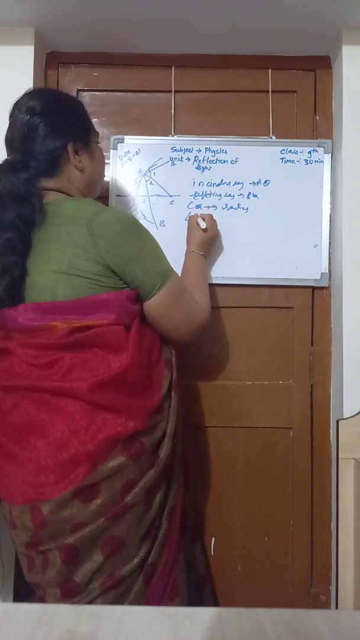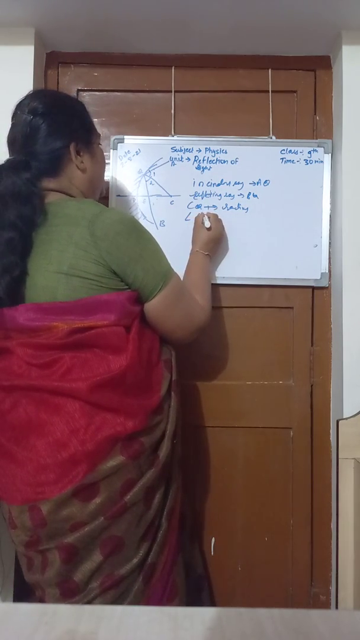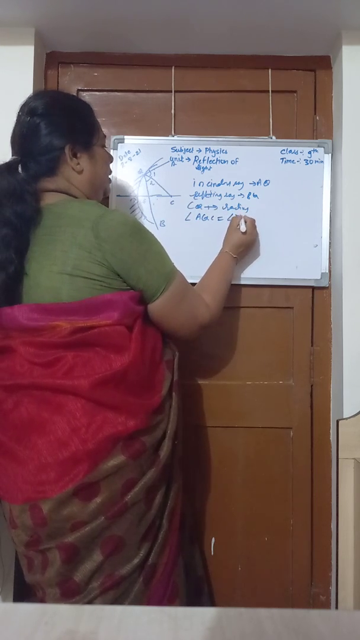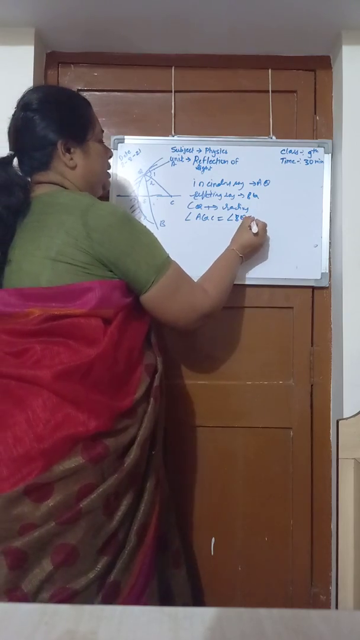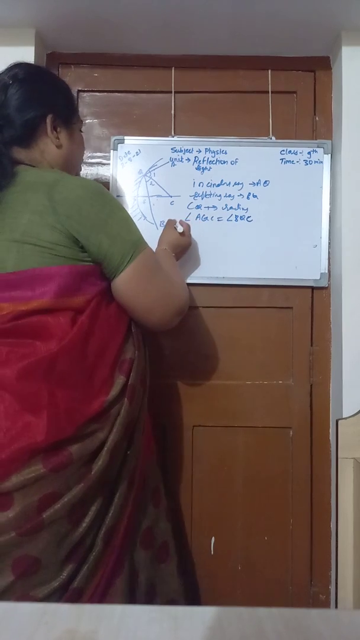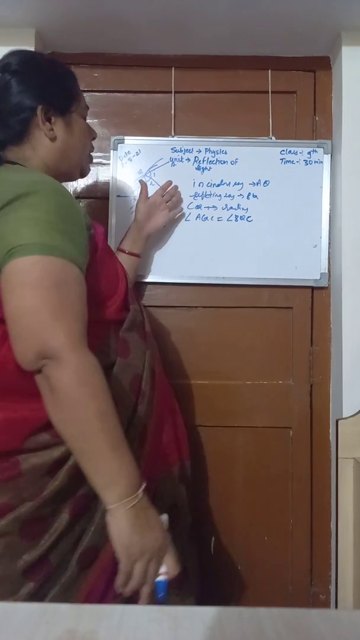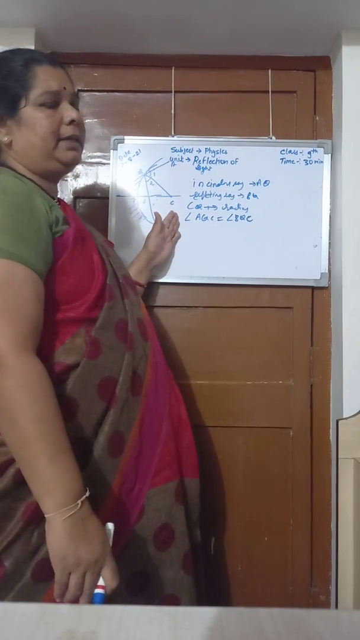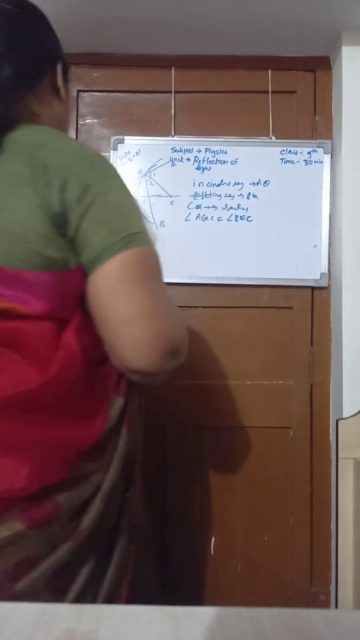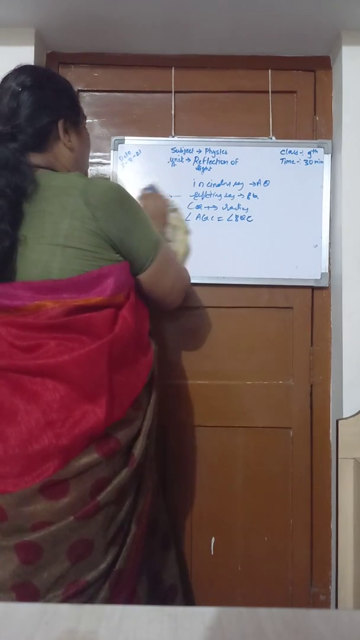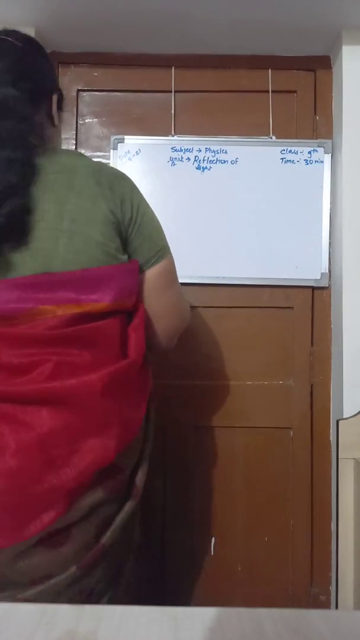Which is the angle of incidence? Angle AQC is equal to angle BQC. In this figure, all these terms are related to the spherical mirror. Have you understood it? Good. Now I have to take some rules related to this spherical mirror.